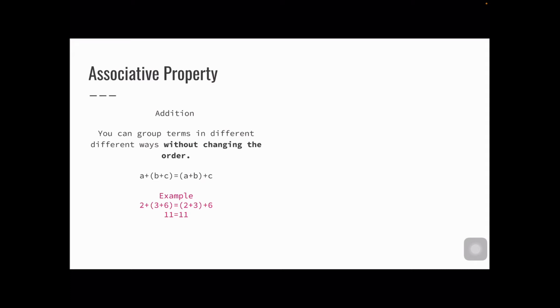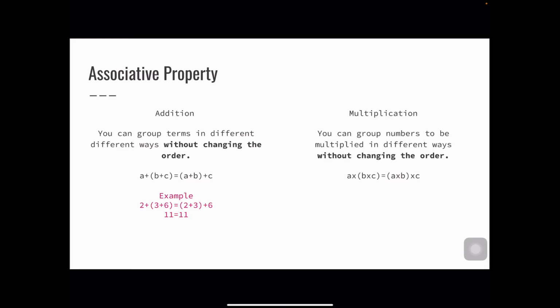So on the left-hand side, I had 3 and 6 grouped and then added 2. And on the right-hand side, I had 2 and 3 grouped and then added 6, but still gave me 11. So the groupings have changed, the order has not, and it'll still give us the same answer. Just to compare that to the commutative property, in the commutative property, the order does change. In the associative property, the order does not, only the grouping. And the same thing can be applied to multiplication.